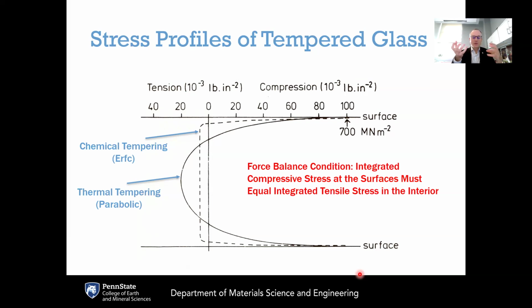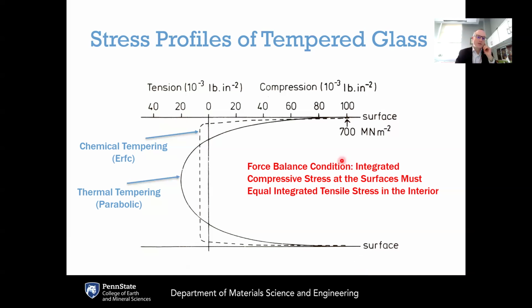And so the interior wants to contract more upon cooling through its slower path, and that pulls the outer part of the glass into compression. And that compression is balanced by a tensile stress in the interior of the glass.